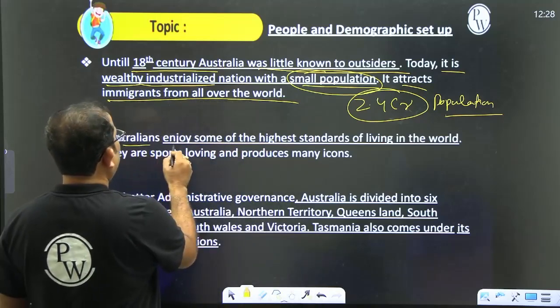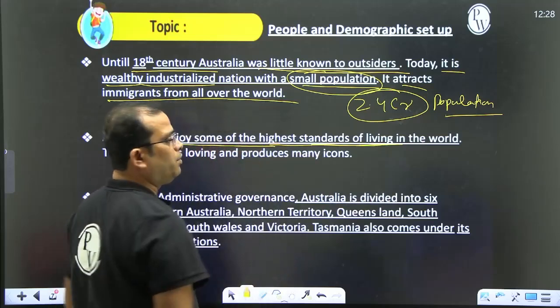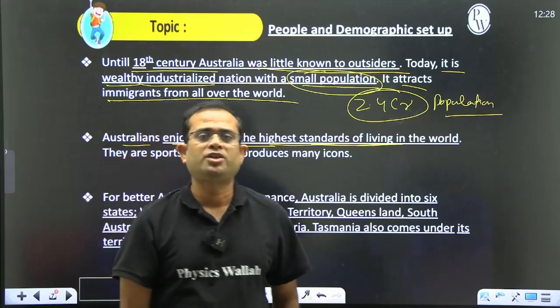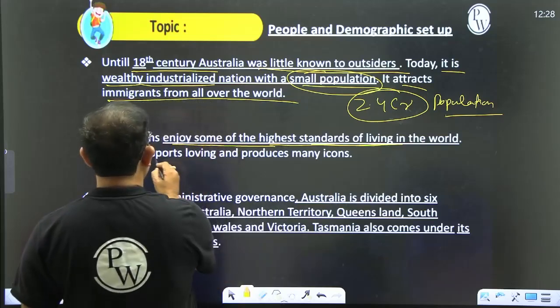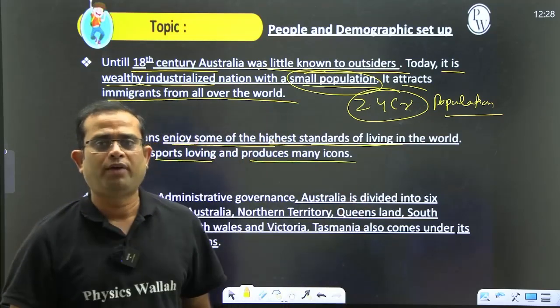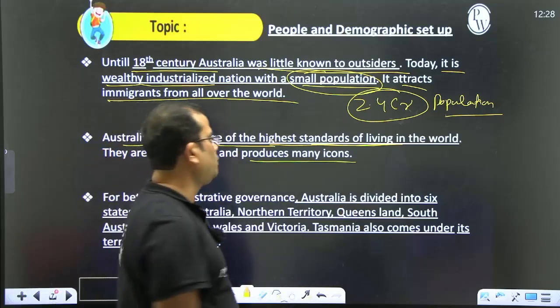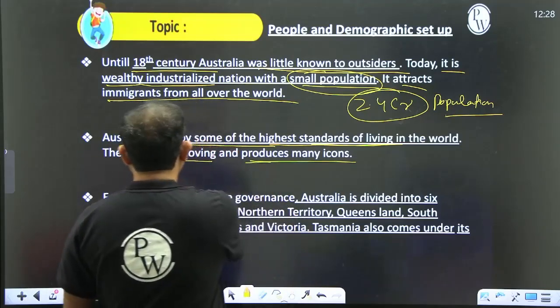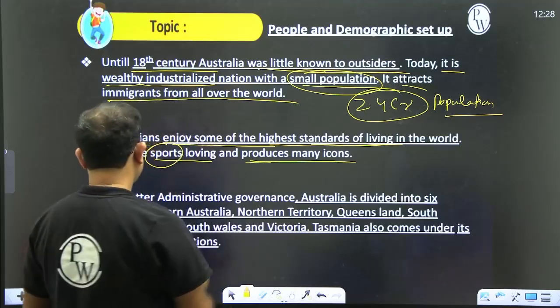Again, Australians enjoy some of the highest standards of living in the world. They are basically very much sports loving and they produce many coins.